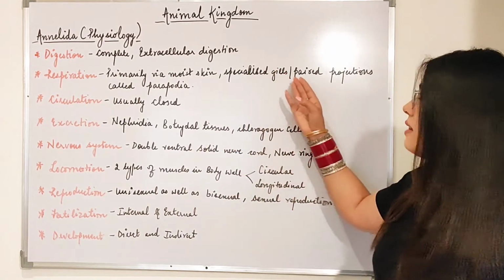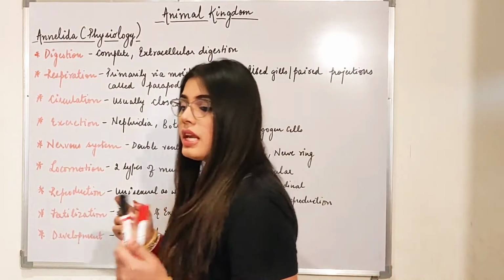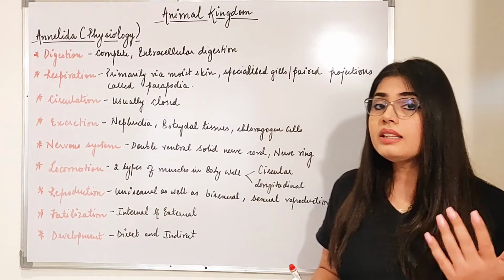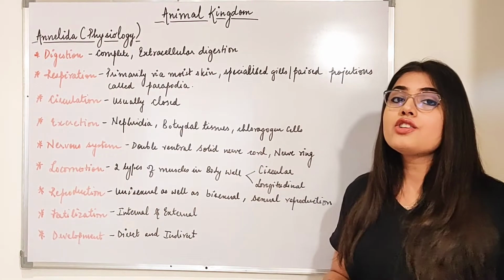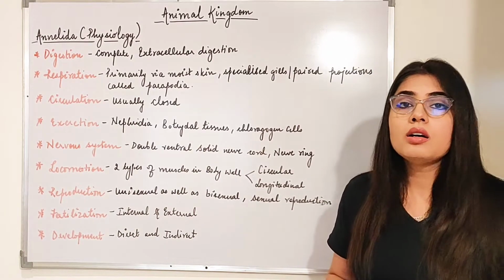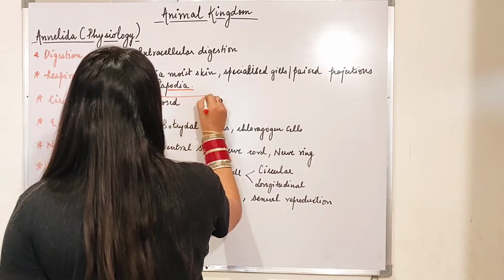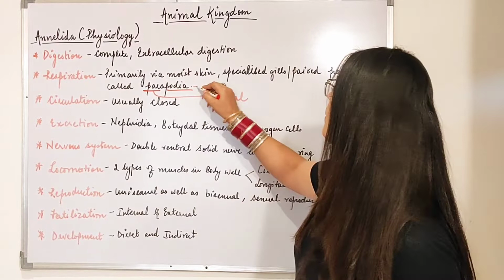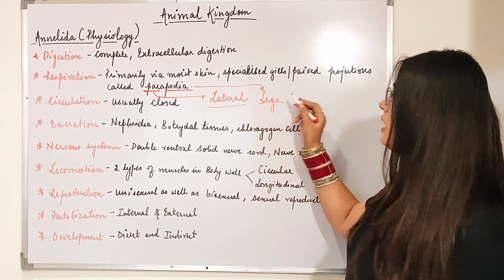And there are specialized paired projections called parapodia. In the previous videos, when we were studying the general characteristics, I had drawn a diagram of Nereis. I had shown you the projections present outside and told you that these are parapodia. Now what is the meaning of this term parapodia? Para means lateral, and podia means legs. So this means lateral legs.